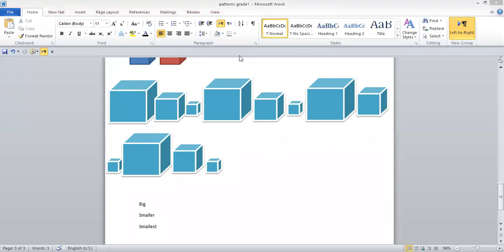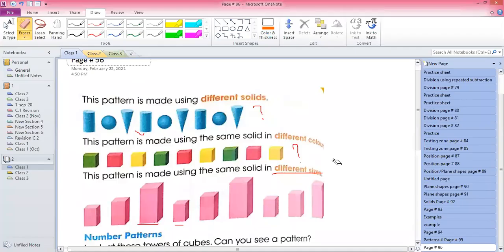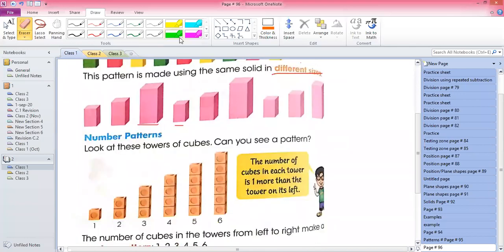Guys, everything is clear to you? You know about all these patterns? Yes, sir. That's very good. Now I'm going to again go to the book and we are going to start about number patterns. You know, guys, numbers also have patterns. We can find the patterns in the numbers as well.